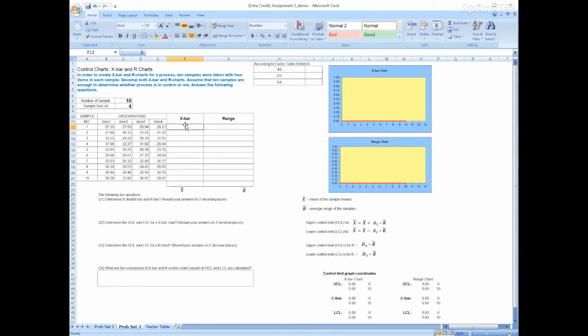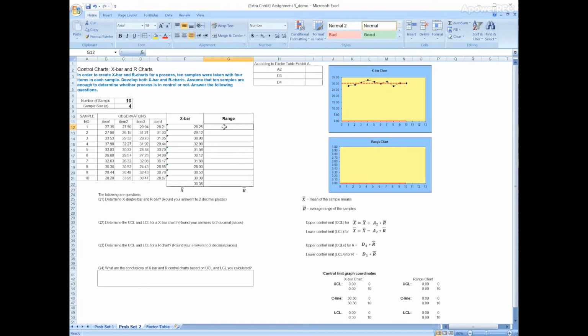In the X bar column, we can calculate the average of each sample batch by taking the average of 4 items. So for sampling 1, X bar is the average of 4 items, which is 28.25. Next, you can drag it down to calculate the average of 4 items in each sample. And then to calculate the X double bar, we need to take another average of all these averages. So X double bar is 30.36.